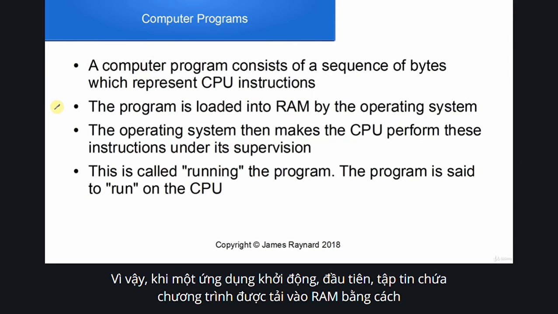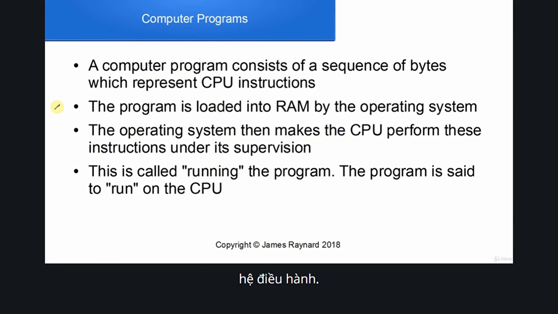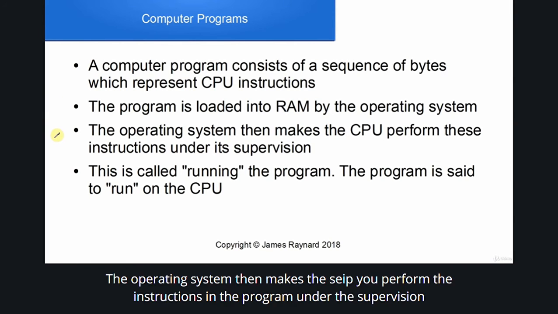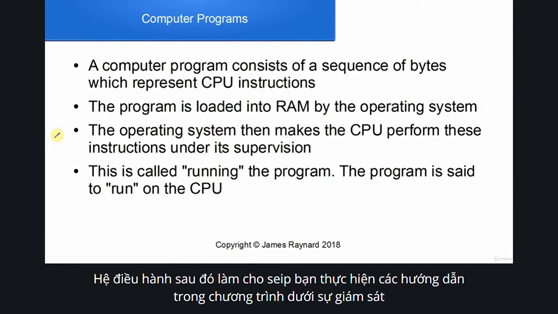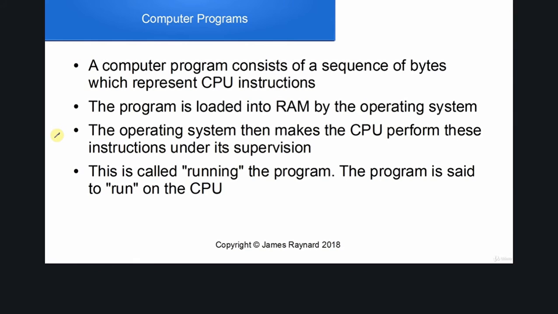So when an application starts up, first of all, the file containing the program is loaded up into RAM by the operating system. The operating system then makes the CPU perform the instructions in the program under the supervision of the operating system, and that's known as running the program.